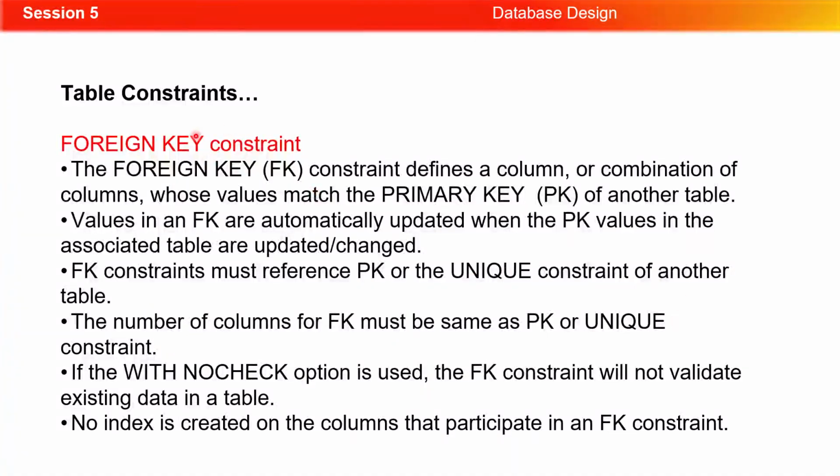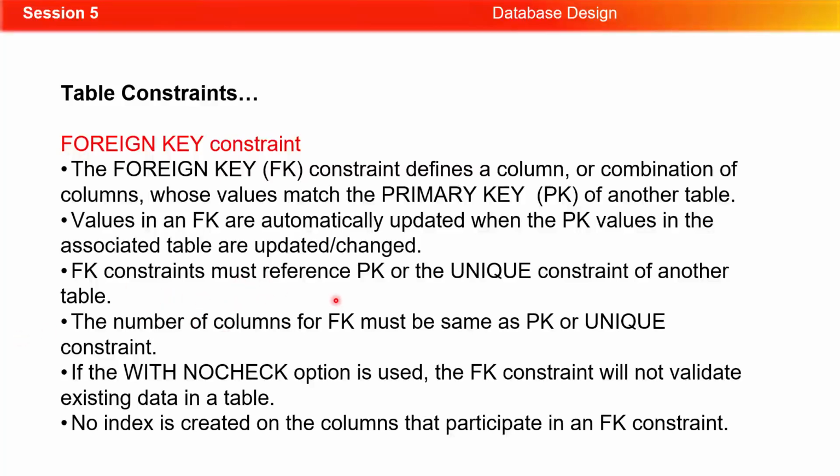Another table constraint is the foreign key constraint. And the foreign key constraint defines a column or combination of columns, that's important, whose values match the primary key in another table. So the foreign key is that link between tables, and it is also how the tables relate. So a data architect must analyze the enterprise and let us know how the tables relate. So values in the foreign key are automatically updated when the primary key values in the associated table are updated or changed. So that's convenient.